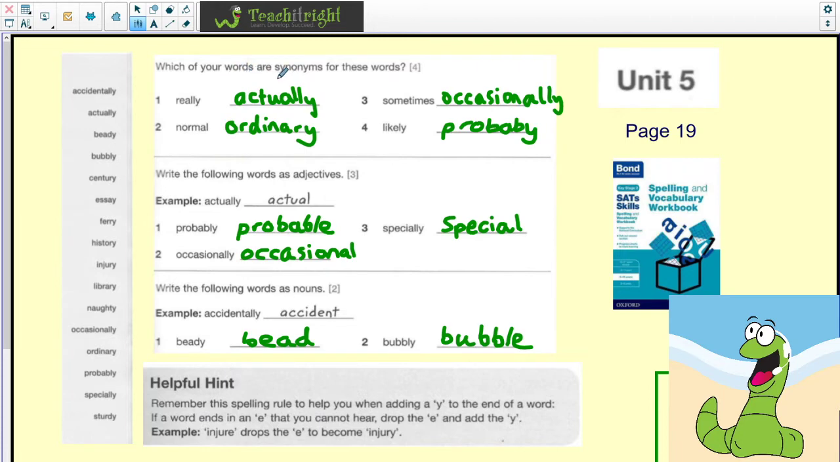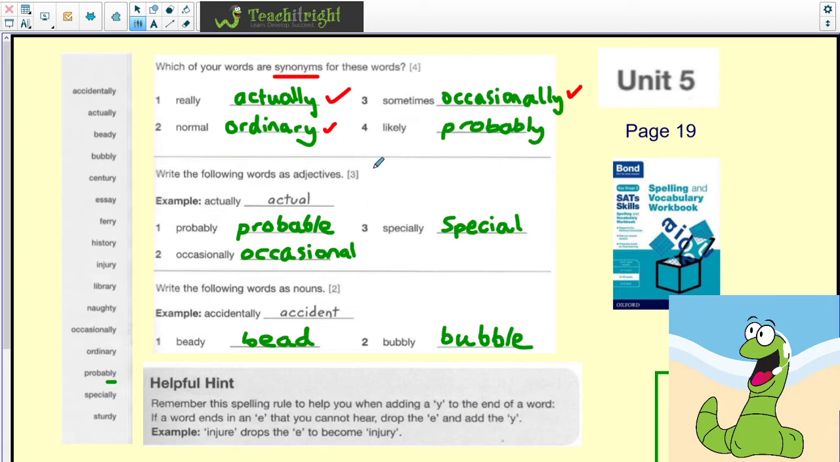Which of your words are synonyms? So synonyms being words that mean the same. So really and actually, normal and ordinary, sometimes and occasionally. Occasionally you might do something, sometimes you might do it, and likely and probably. You can actually see there's a bit of a spelling mistake there, isn't there? Some of you may have spotted it already. So that should end with an ly. So we've just caught that one in time, haven't we?